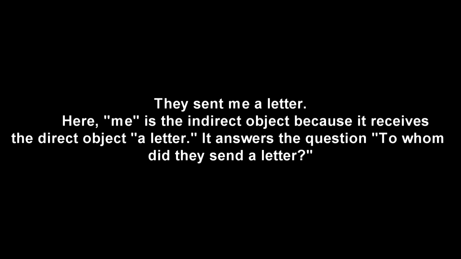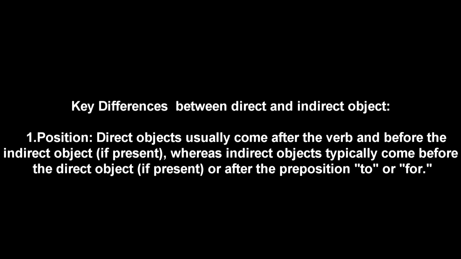They sent me a letter. Here, me is the indirect object because it receives the direct object a letter. It answers the question: to whom did they send a letter? Key differences. Position. Direct objects usually come after the verb and before the indirect object, if present, whereas indirect objects typically come before the direct object, if present, or after the preposition to or for.